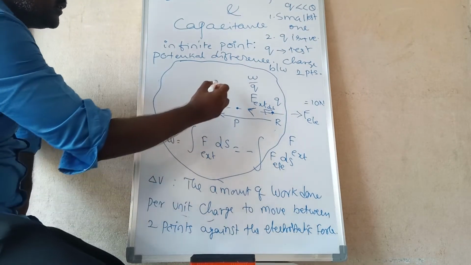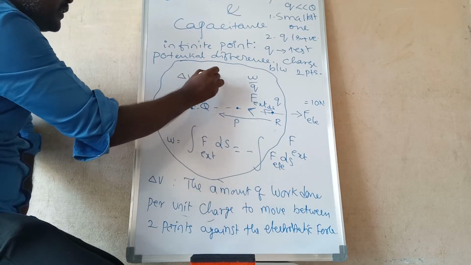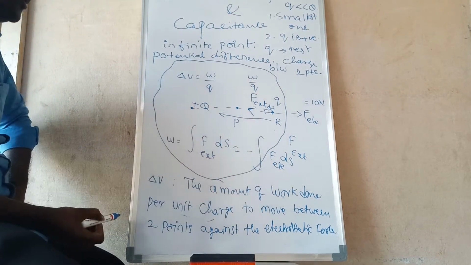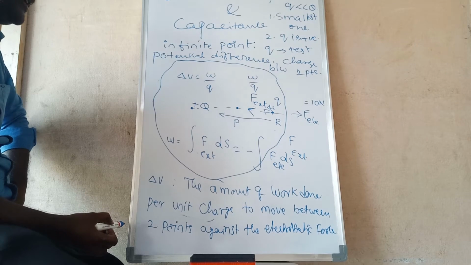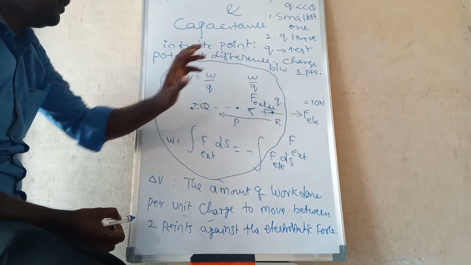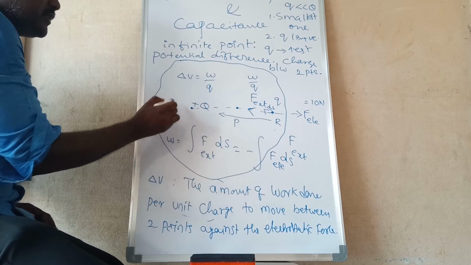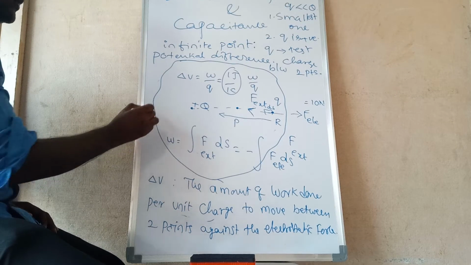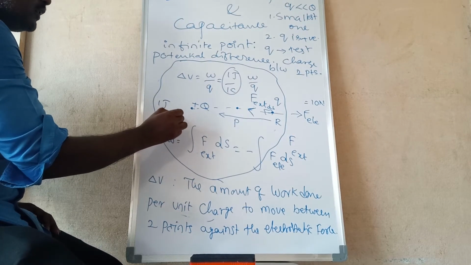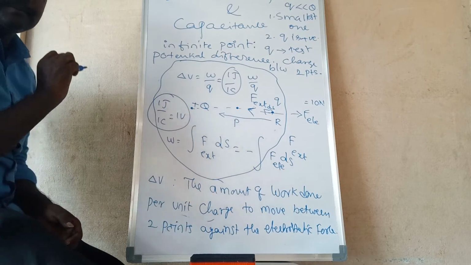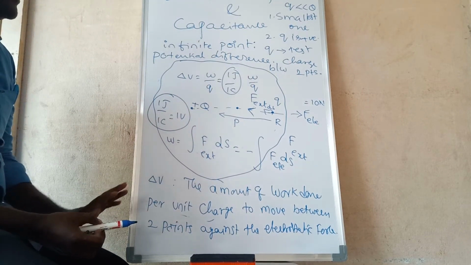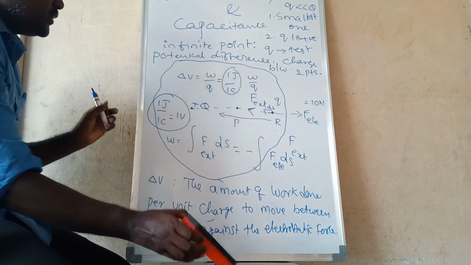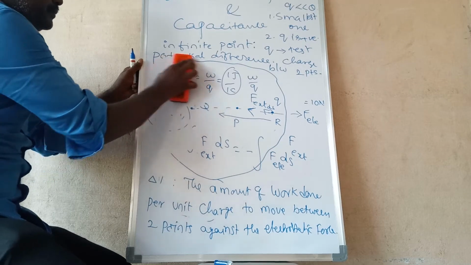So here delta V is equal to W by Q, the amount of work done per unit charge to move between 2 points against the electrostatic force. That is called the potential difference between P and R. The unit for potential difference is 1 joule by 1 coulomb, and this is called 1 volt. This is basically about potential difference between 2 points. This is a definition. I think it is very clear to all of you.